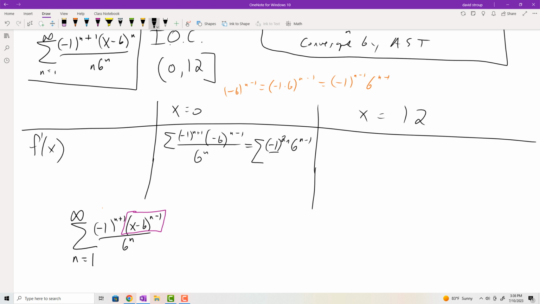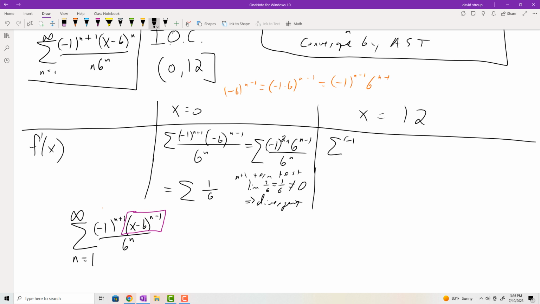6 to the n minus 1 over 6 to the n. -1 to the 2n is just +1. So we'll have 6 to the n minus 1 over 6 to the n, which is 1 over 6. And then, seems like I made a mistake with that. Well, anyways, do the nth term test for divergence. The limit of 1 over 6 is equal to 1 over 6, which is not 0, and that implies it's divergent at that endpoint. Okay. Okay, so try 12.